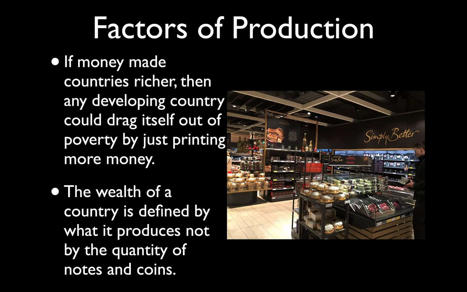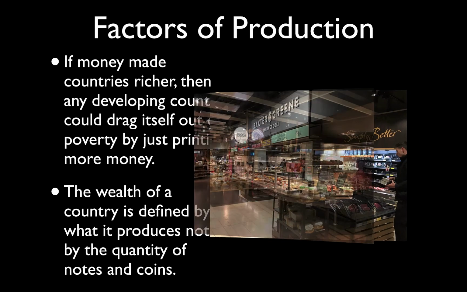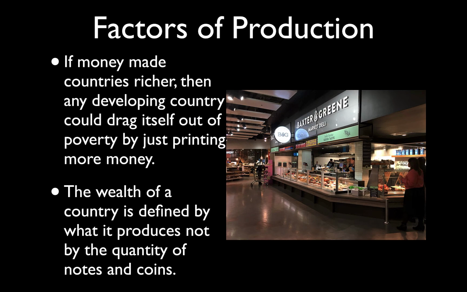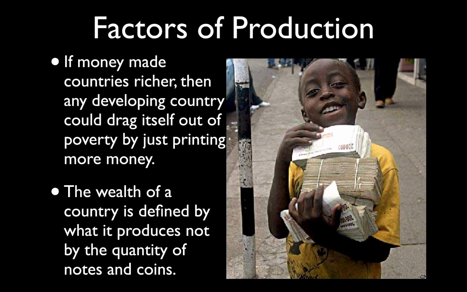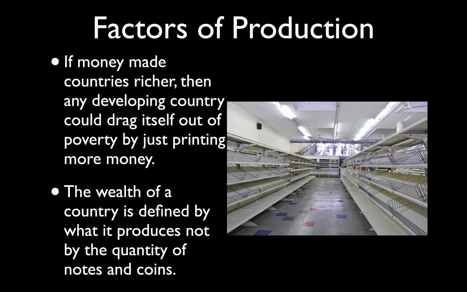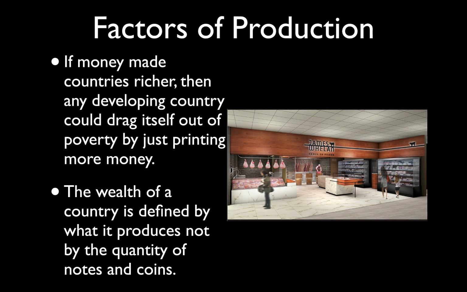So this is a shop, Dunnes Stores near me in Dublin in Ireland. And I would much rather go into a shop with far less money, but prices that are even lower than they were in Zimbabwe, and as such I could afford to buy all of this stuff. You can see the shelves are absolutely packed with all the finest of stuff. Would you rather be this kid with all this money, all these notes, and nothing to spend it on, or would you rather go into a shop like this with money that is actually worth something, money that has purchasing power, money that will buy goods and services?